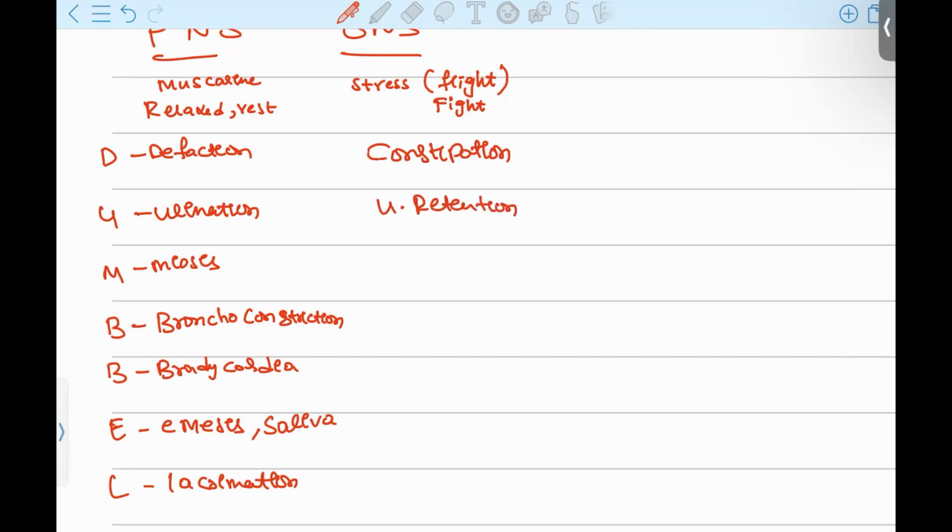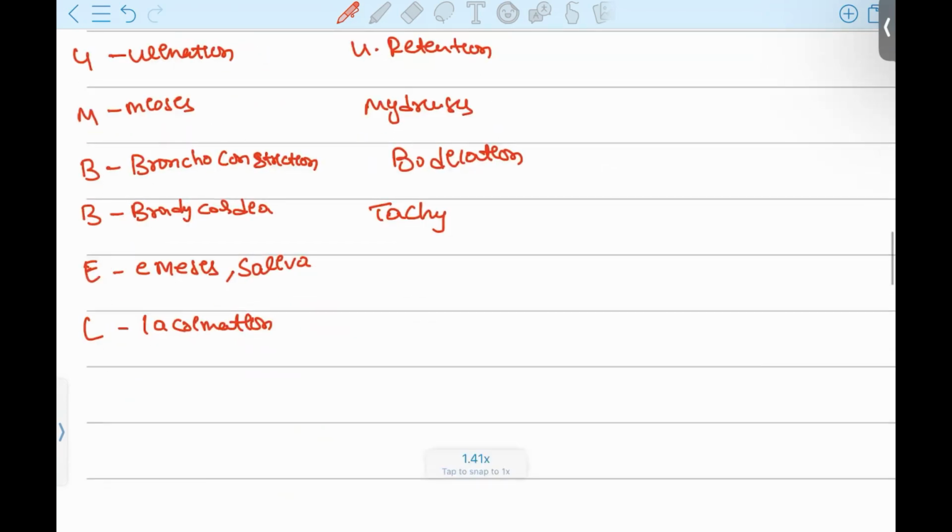And opposite to miosis, the constriction, this will be mydriasis. And in patients who are having bronchoconstriction, the opposite is bronchodilation. Okay, and tachycardia. Saliva will be decreased in this patient, and antiemetic effect. And instead of lacrimation, the patient will be having dry mouth and dry eyes because the secretions will be decreased.